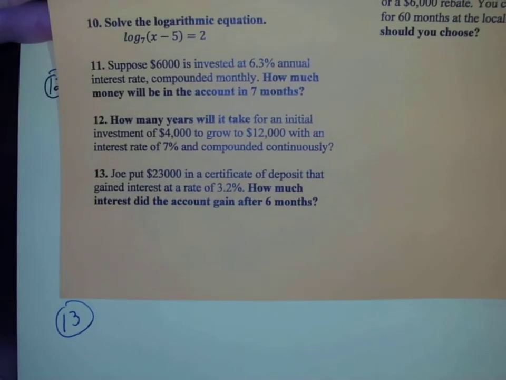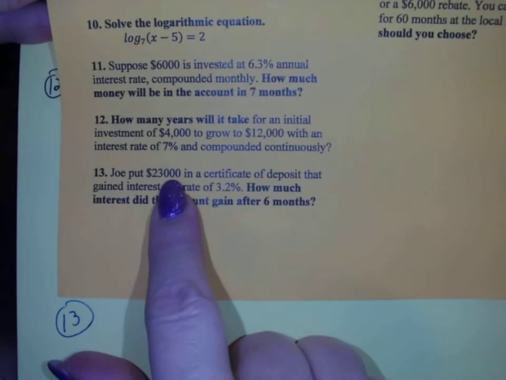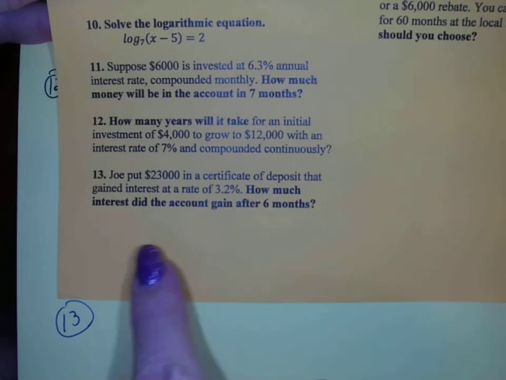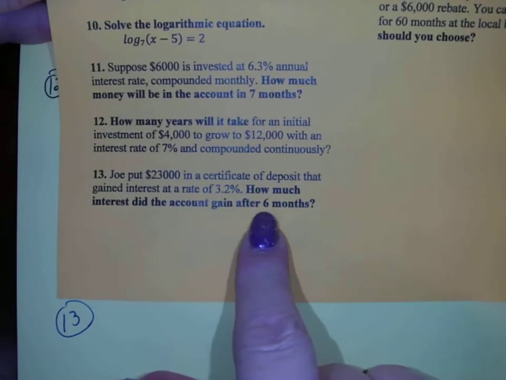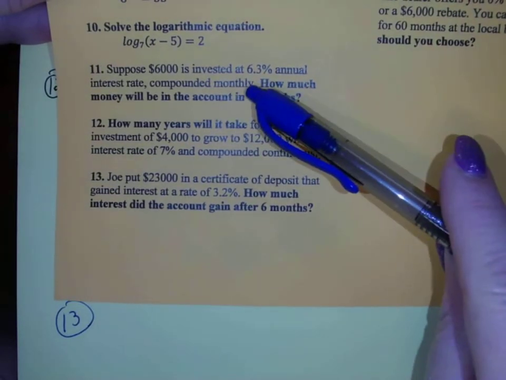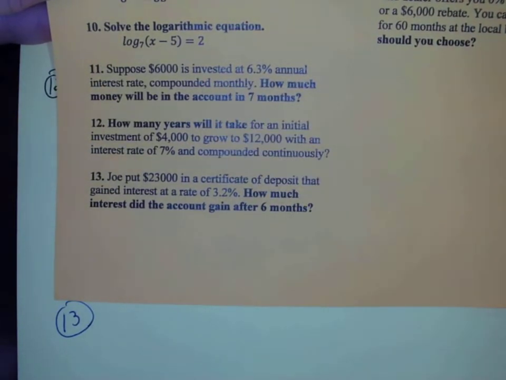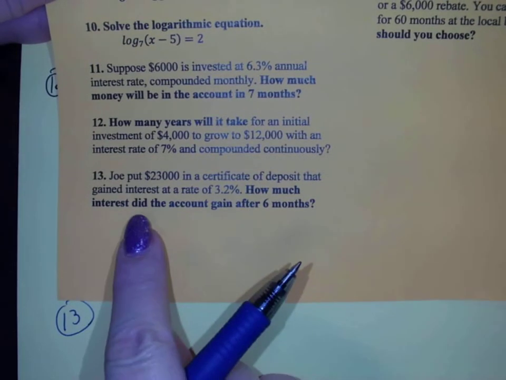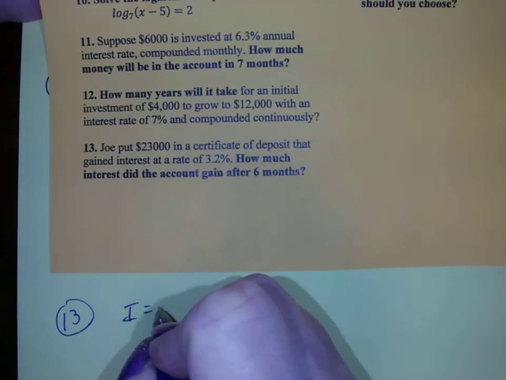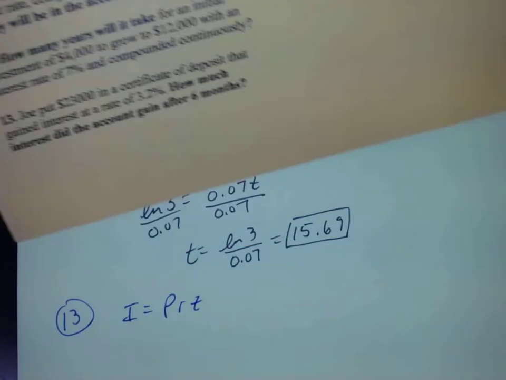So now we have to look at what we are given. We're given the principal, we're given the rate, and we're given a time. We don't have a continuously, we don't have a monthly, we don't have any kind of compounded. And they're asking how much interest. If you're looking to find the interest, you're going to use I equals PRT, the simple interest formula.